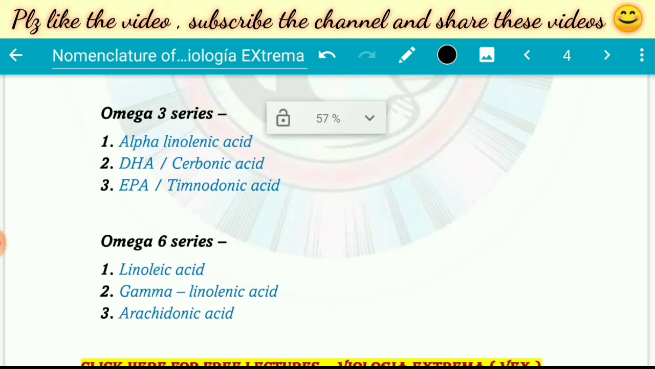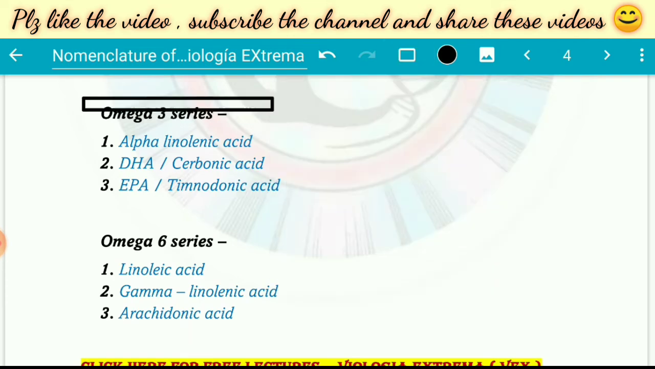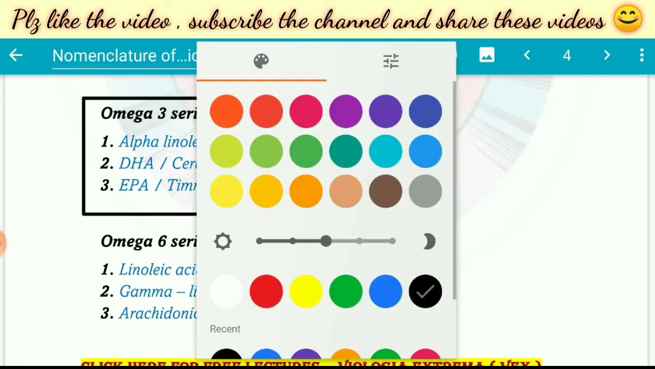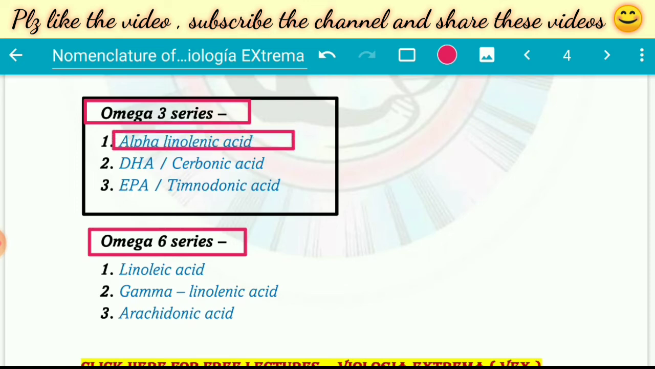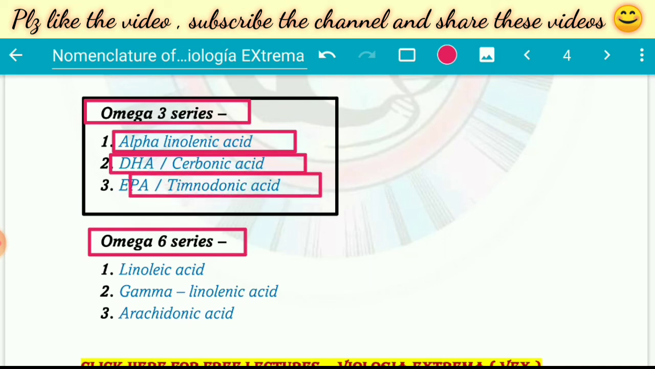So we look at which type of fatty acids these are, and we look at their examples. If you talk about the omega series, you need to learn all this. Now we know how we call omega 6 and omega 9, the concept. Now you need to learn the examples, which are very important. Omega 3 are alpha linolenic acid, DHA, EPA.